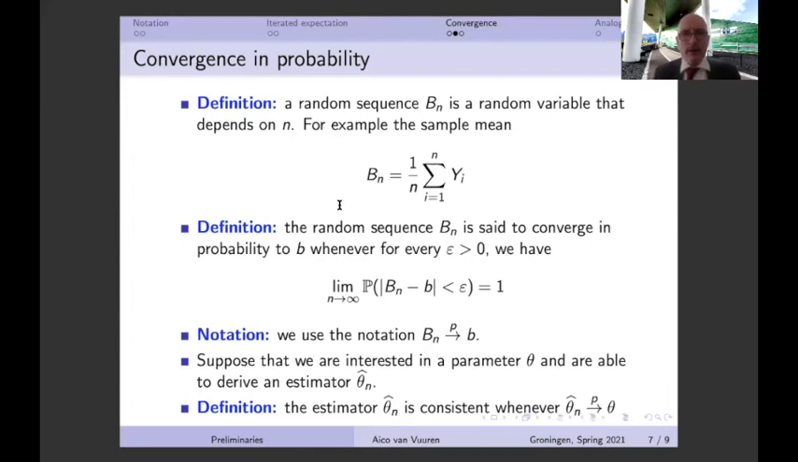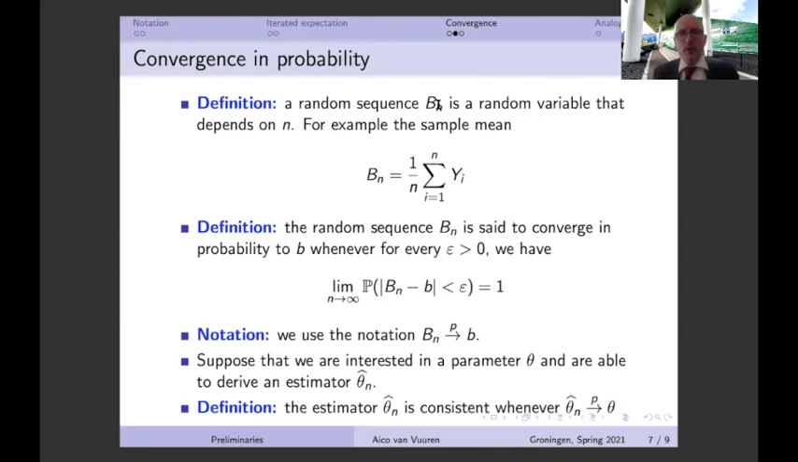But before I can do that, I first of all have to make another definition, and that's a relatively simple definition. That's the definition of a random sequence. A random sequence B_n is a random variable that depends on n. It is as simple as that. What does that mean? Well, we already know that random variables do not have predetermined outcomes. And another thing that we already know about a random variable is that it is completely determined by its distribution function.